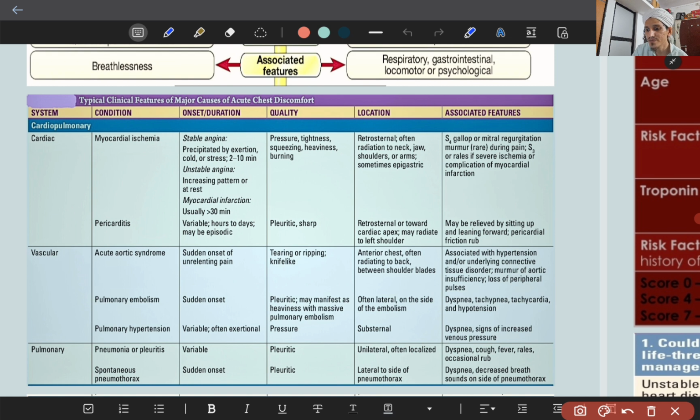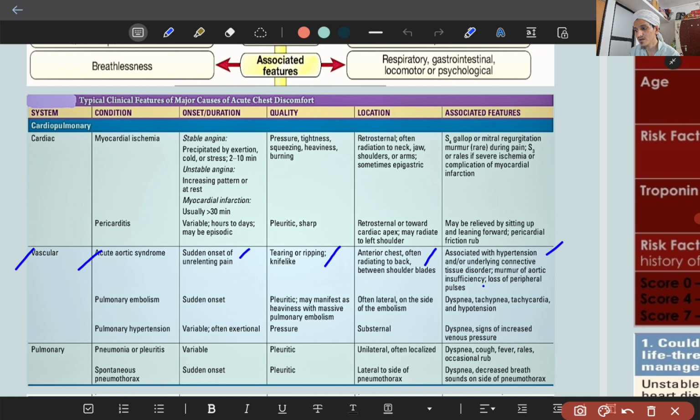The cardiovascular causes of chest pain: the aorta is there and the pulmonary artery is there. So aorta: acute aortic syndrome like aortic dissection, sudden onset of unrelenting pain, tearing or ripping, knife-like pain. Location: anterior chest, often radiating to the back between the shoulder blades. Associated with hypertension or connective tissue disorder. Murmur of aortic regurgitation can be there. Loss of peripheral pulses, and two important signs I need to say. There will be asymmetrical BP if you measure the BP in both arms. And always remember, when there is a patient with chest pain, you should measure the BP in all four limbs, upper limbs and lower limbs also.